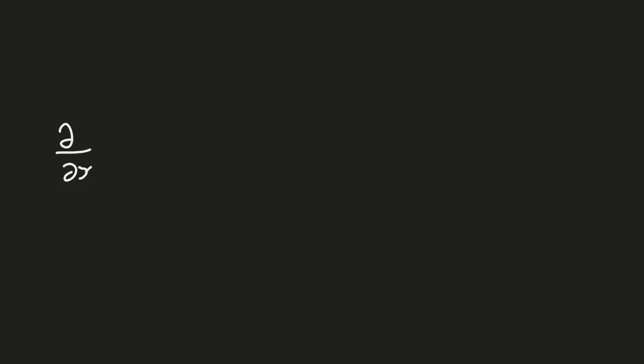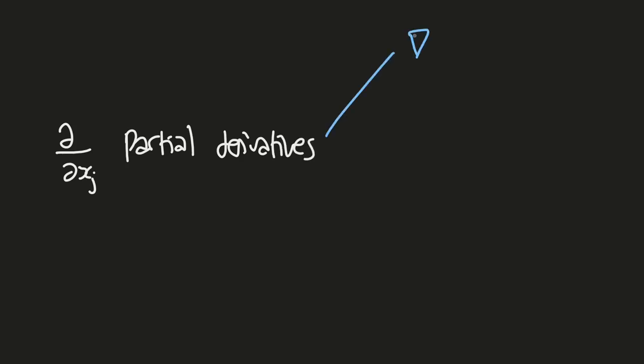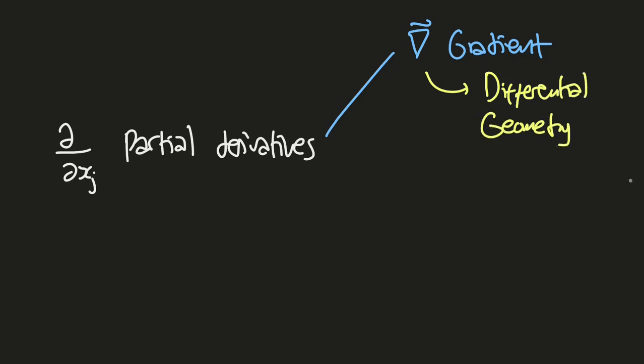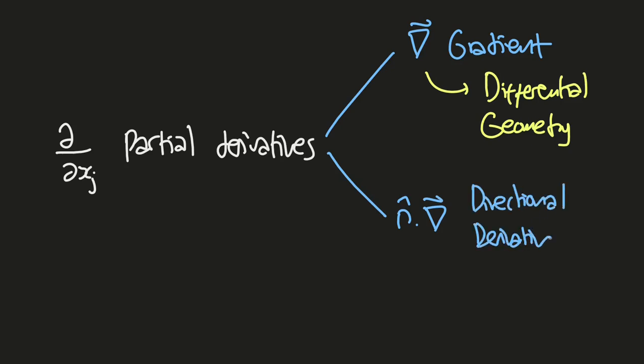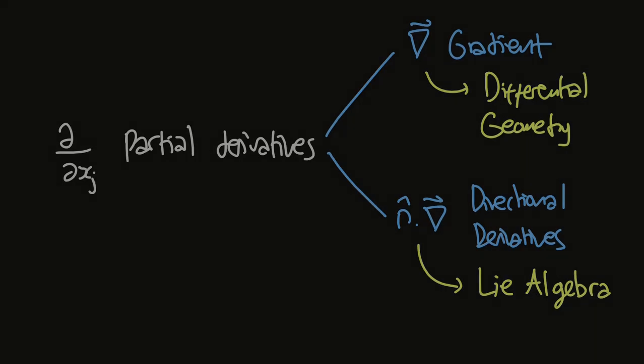So, the summary: after we learn about partial derivatives, we get two concepts of differentiation. The first is nabla, which is called the gradient, and this leads us to differential geometry. The second is the dot product with the nabla operator, which leads us to the directional derivative, and this will lead us to Lie algebra. And that's how differentiation works for multivariable.